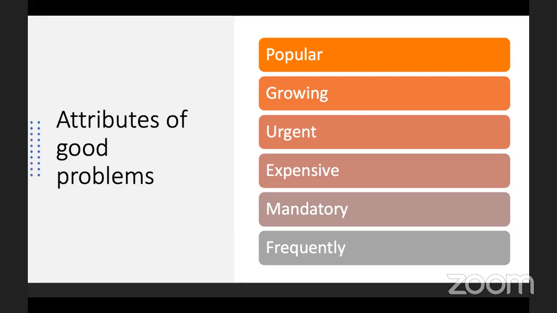The next one is whether it is a problem which is mandatory. If there is something that is mandatory for people and not an option, they have to go through that, that also is an indicator that it is a good problem to solve.